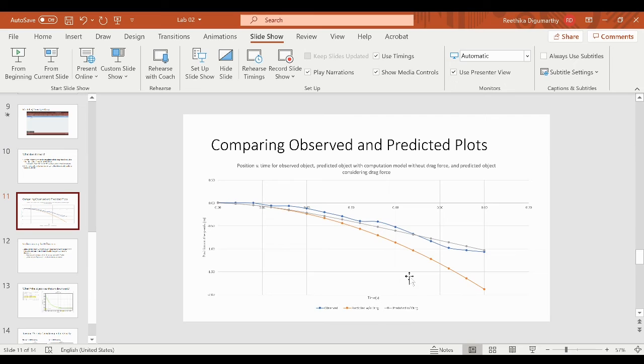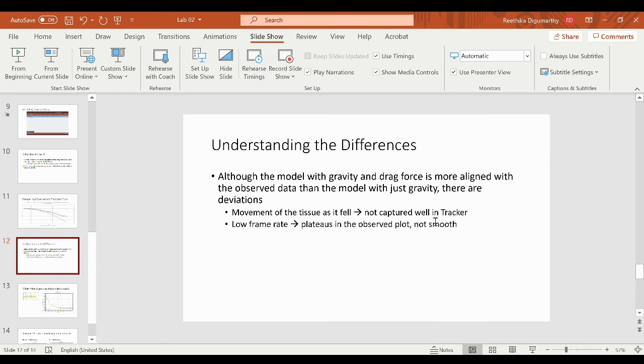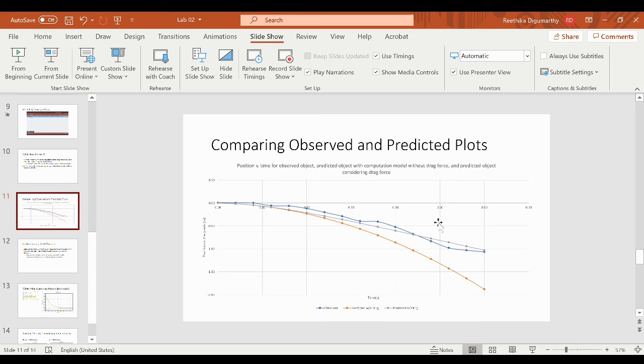When we compared the position time data plots for the three options here, the observed data, the predicted without drag, and the predicted with drag force models, there are significant deviations. In particular, though the predicted model with the drag force is a bit closer to the observed data, it's still a bit different. I think those differences are because there was movement of the tissue as it fell. Although I dropped it horizontally, it did turn around, and I think that was not captured well in Tracker. The low frame rate also led to plateaus in the plot, so it wasn't a smooth curve.